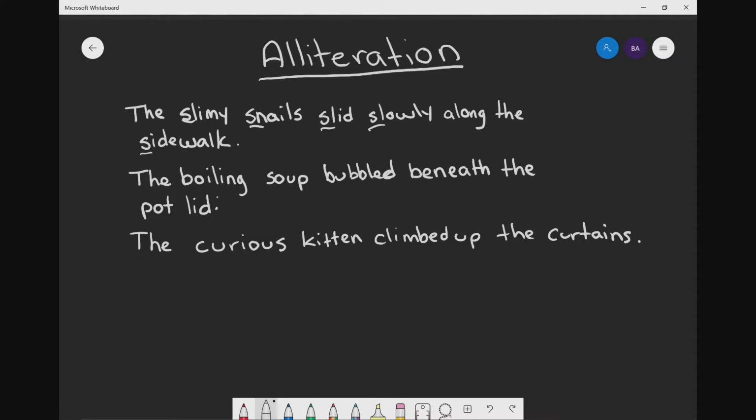So our second example here, the boiling soup bubbled beneath the pot lid. So we have that repeating B sound from boiling, bubbled, and beneath.